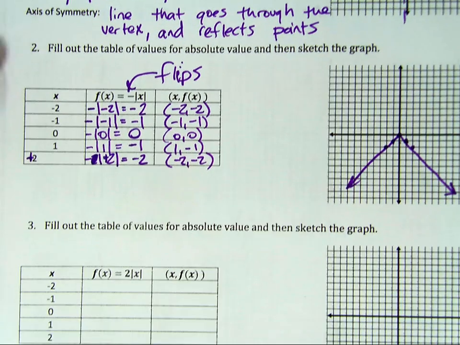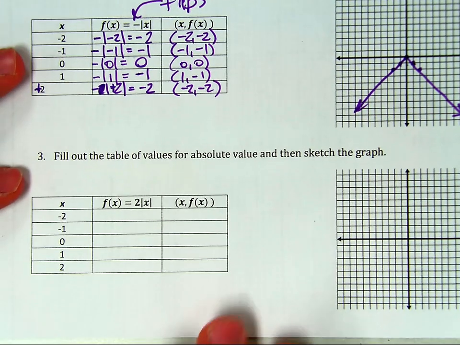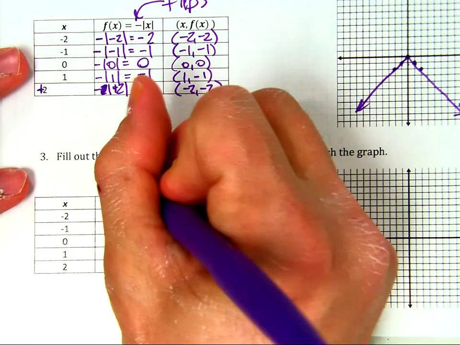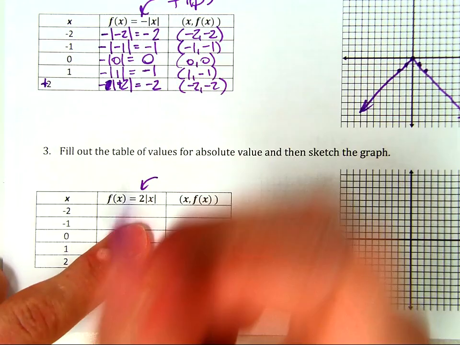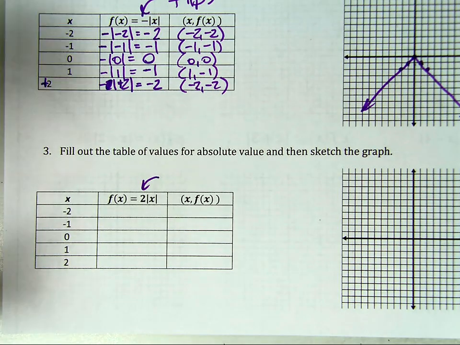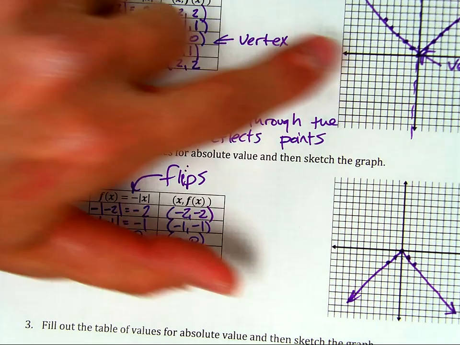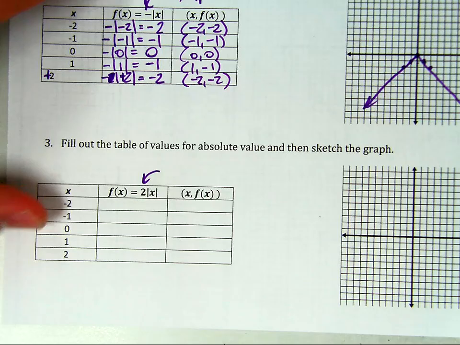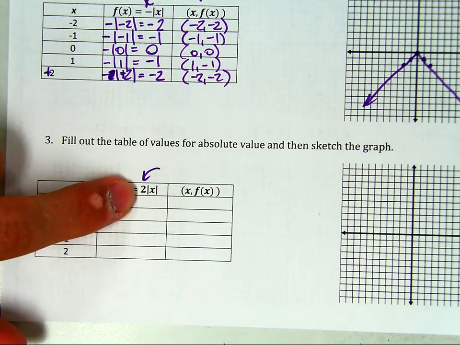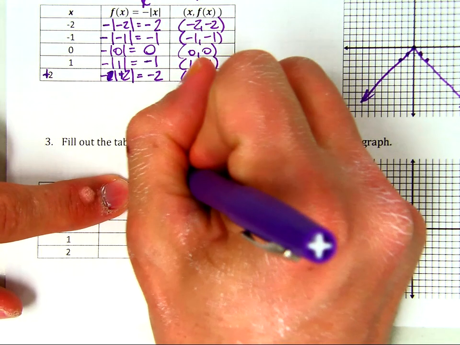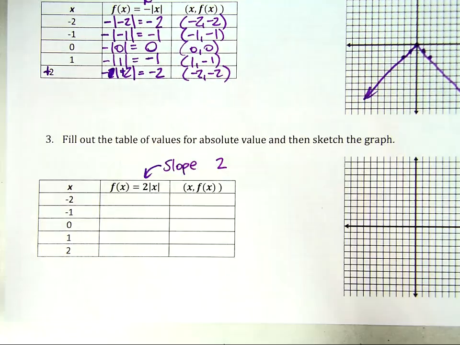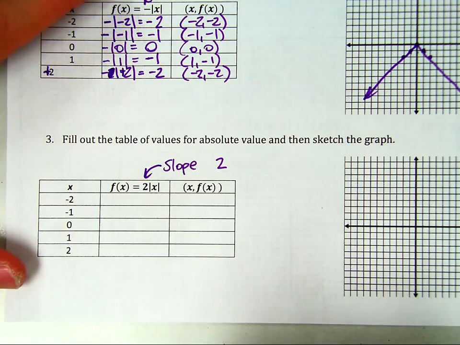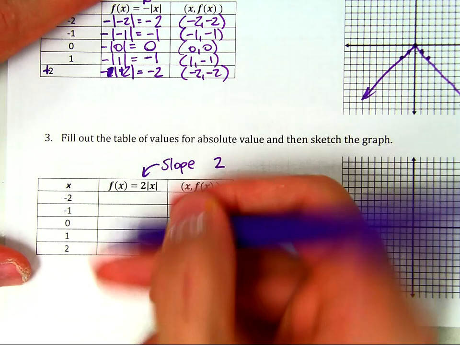All right. So we're going to take a look at one more. Now this one, we're going to take a look at what happens when we multiply the absolute value by a number. All right, so I've just talked about here where we have a slope of 1, here we have a slope of negative 1. So we should probably have some general idea that this is going to give us a slope of 2, a makeshift slope, right?